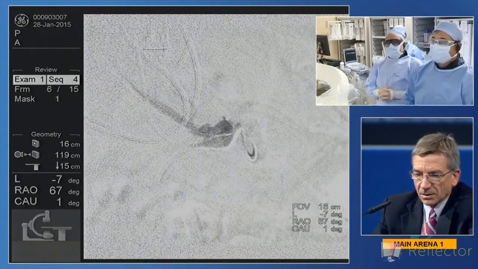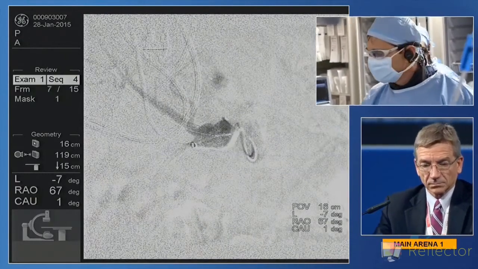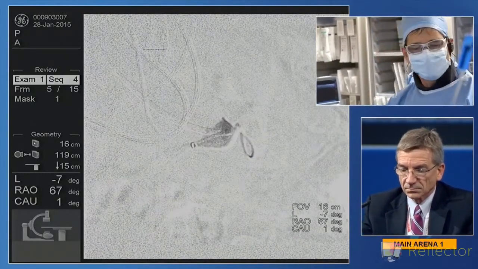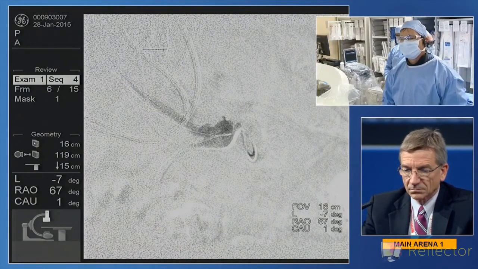So we're going to get that iCast loaded, and we'll bring it right back to the ostium. That's coming on now. Very good. Can you open the interlock? So it's a 622 iCast.